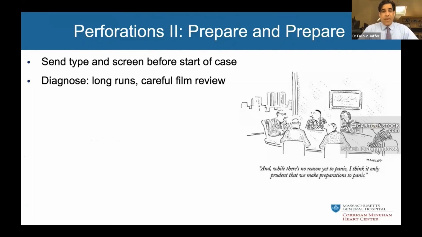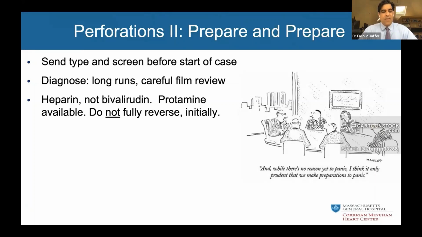It's important to be able to prepare: send type and screens, make sure that you've really looked at long runs and understand your anatomy. As far as reversible anticoagulants, we do our cases on heparin, avoid bivalirudin. We do not fully reverse, but if we're at 400, we might reverse down to 220.